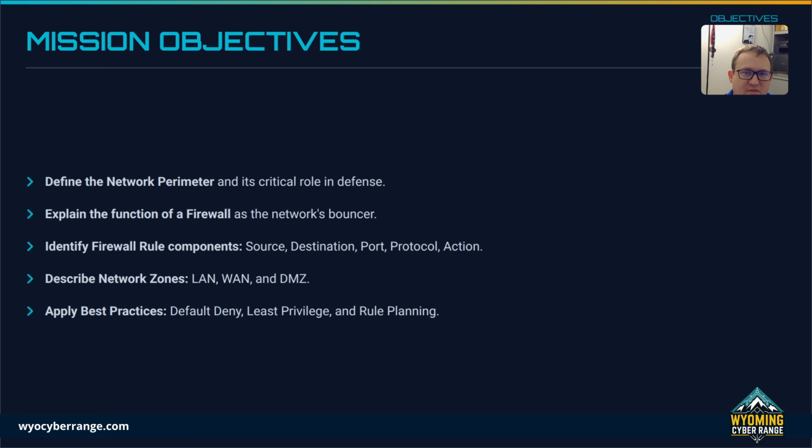First, we need to define the network perimeter and understand why this is a critical choke point for defense. Second, we're going to master the function of a firewall, our primary tool for access control. Third, we're going to dissect the anatomy of a firewall rule: source, destination, port, protocol, and action. We're going to learn about the structure of our network being put into zones like LAN, WAN, and DMZ. And then finally, we'll apply the industry best practices like default deny and least privilege.